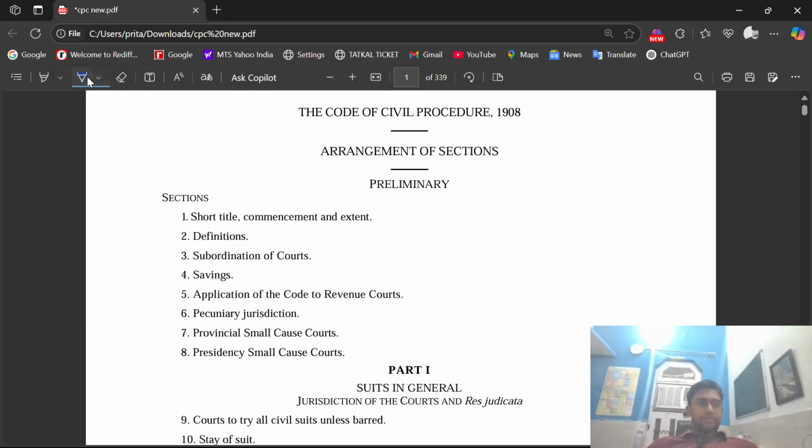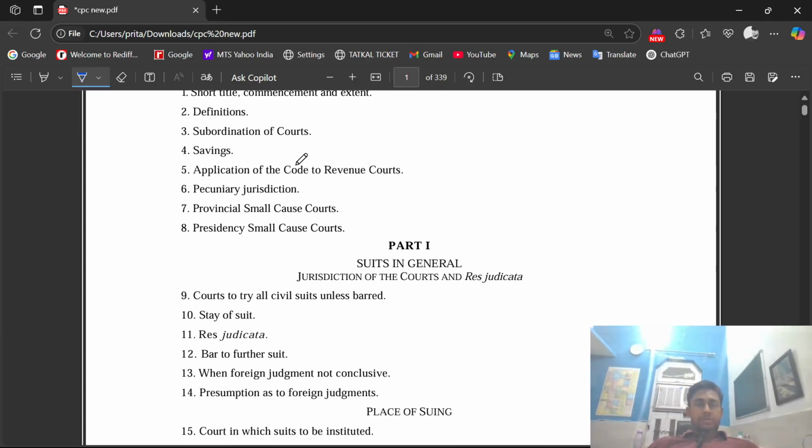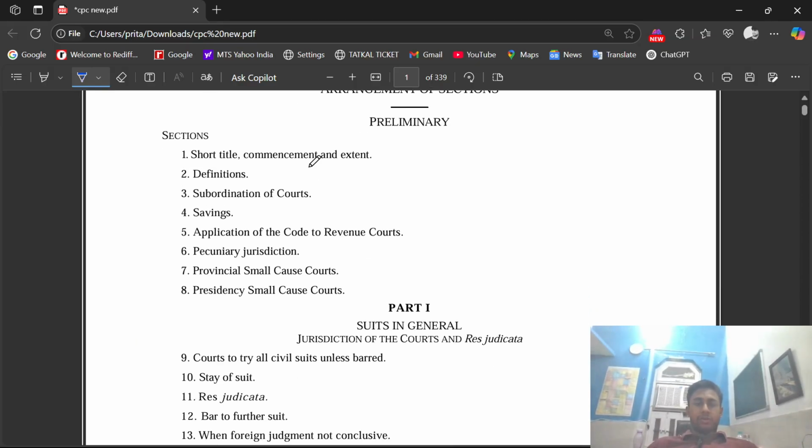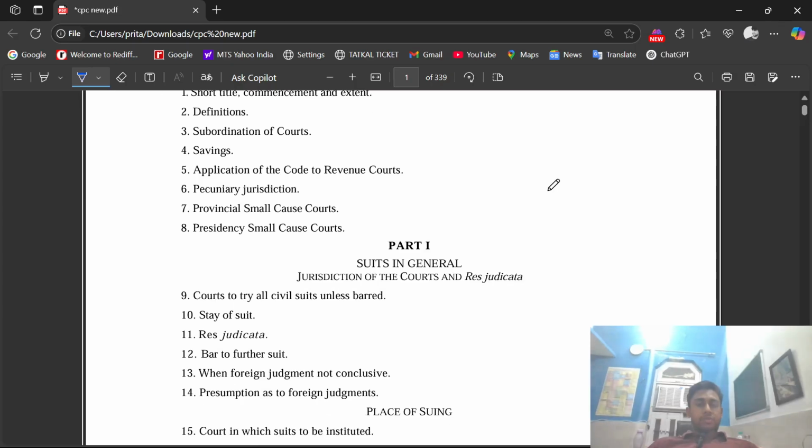So let's begin. The Code of Civil Procedure 1908, Arrangement of Sections. Preliminary. Section 1, short title, commencement and extent. Section 2, definition. Section 3, subordinate of courts. Section 4, savings. Section 5, application of the code to revenue court. Section 6, pecuniary jurisdiction. Section 7, provisional small cause courts. Section 8, presidency small cause court.